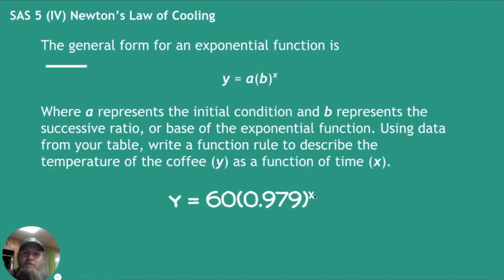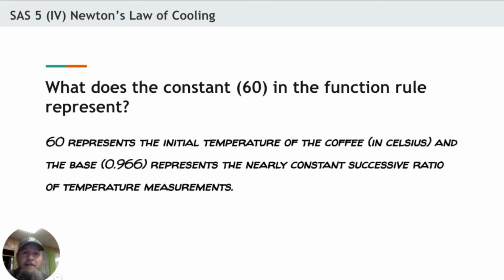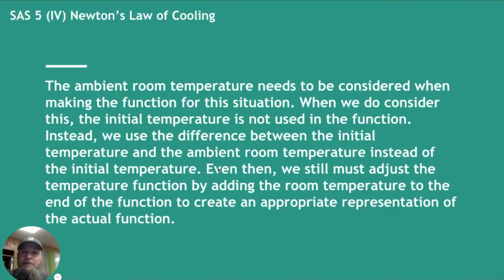But as X rises to infinity, it means that the temperature goes down to 0. And 0 Celsius is freezing. But what if the temperature outside is not freezing? What temperature does it go to? Okay, what does a constant 60 in a function rule represent? Obviously, it's the initial temperature, and the 0.966 represents the nearly constant successive ratio of temperature measurements.